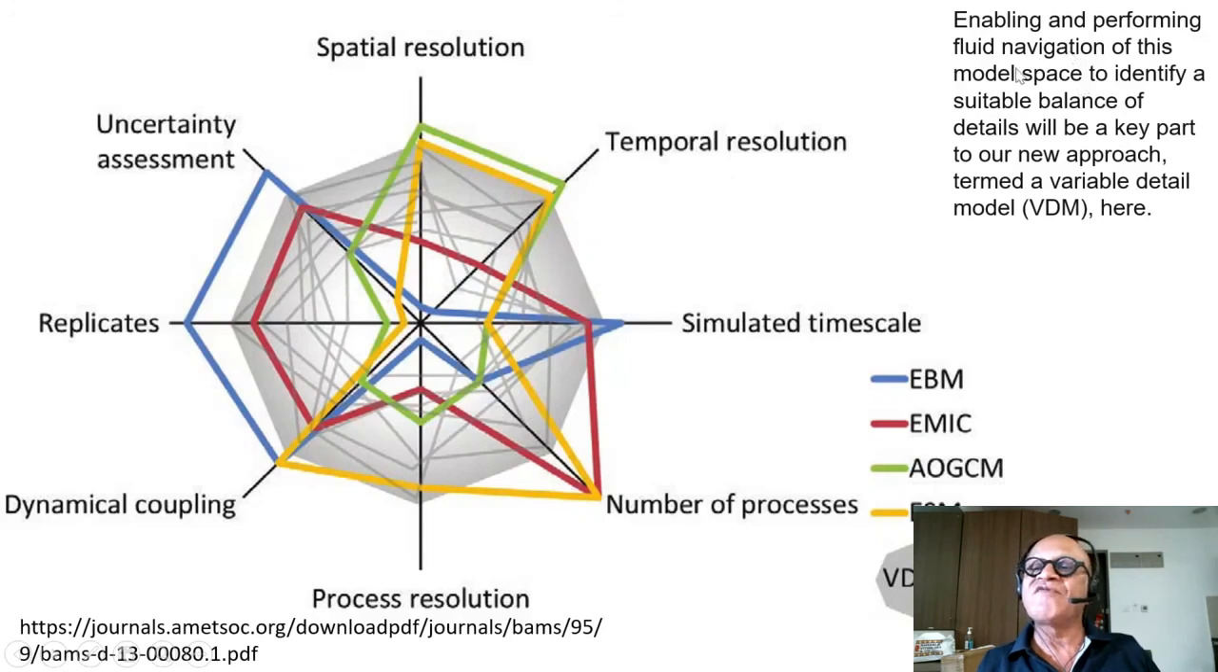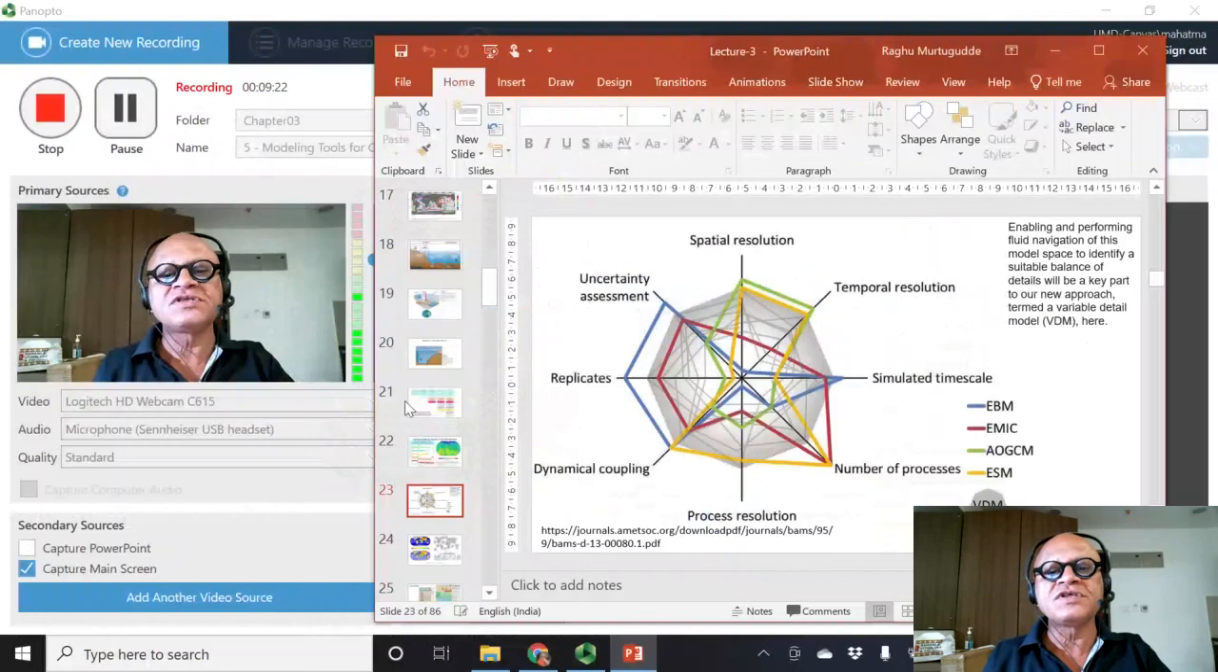So enabling and performing fluid navigation of this model space to identify a suitable balance of detail will be a key part of this new approach they are imagining. They call it the variable detail model, or VDM. It's like having a toolbox which allows you to make a choice of which process you want to explore, what time scale, what spatial scale, and so on, which is very useful but not always easy to manage.